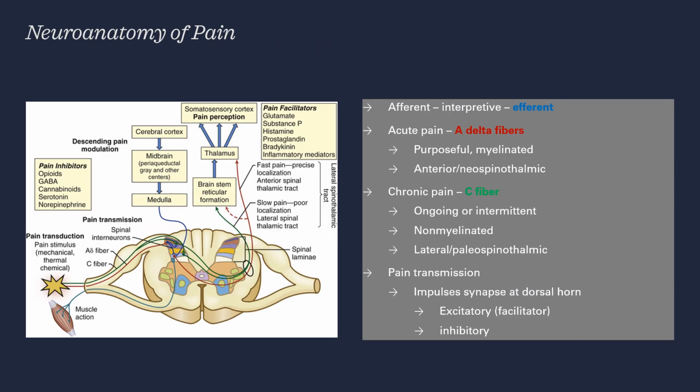Now let's move on to the neuroanatomy of pain. What are the physical structures that function in the pain stimulus pathways? How does the system receive messages and respond to those messages? So the classic example used is when someone touches a hot stove.